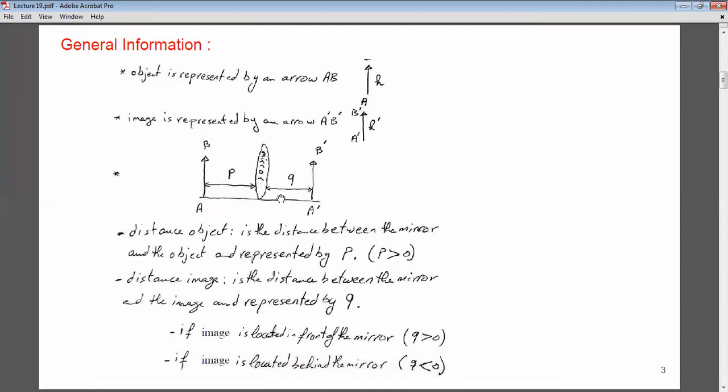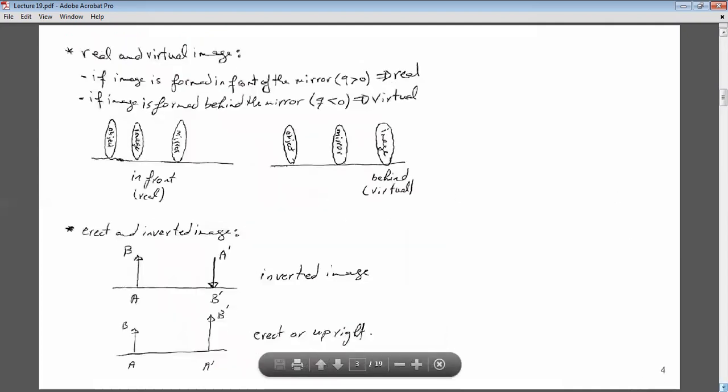The image can either be in front of the mirror or behind the mirror. If it is in front of the mirror, then we represent it by Q positive. If it is behind the mirror, then we say Q is negative. Okay, real and virtual image. If the image is formed in front of the mirror, like in this example, this is the object, this is the mirror, and the image is in front of the mirror, then we say the image is real. If it is behind the mirror, that is Q is negative, then we say it is virtual.